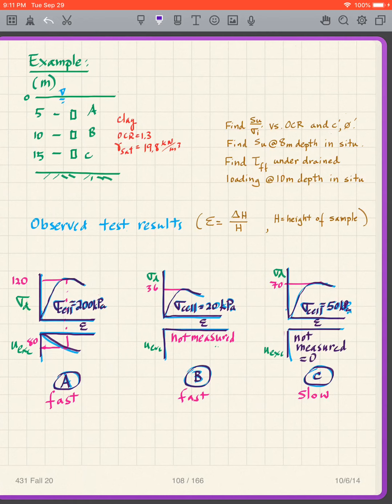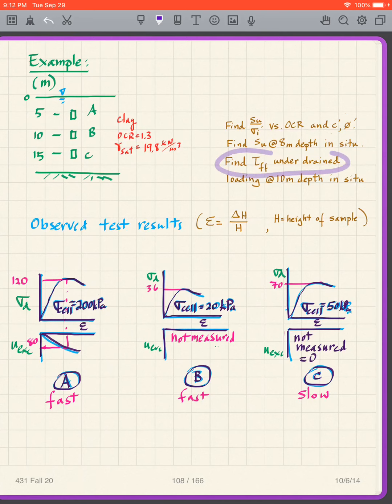So with all that information, we want to find S sub U over sigma prime I versus OCR, which we've done before. We want C prime and phi prime. We want SU at 8 meters depth, but we don't have a sample at 8 meters depth, so we have to figure it out. This frequently happens. In real life, we can't get samples at every depth or test every depth. So what we have to do is figure it out based on what we know about how soils behave to get the information at locations that we don't know.